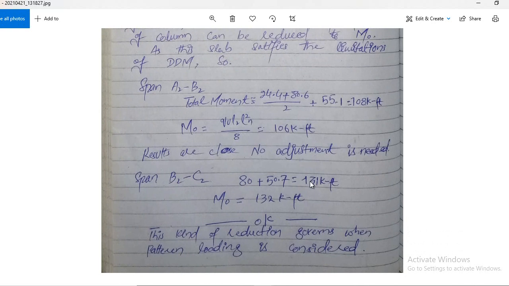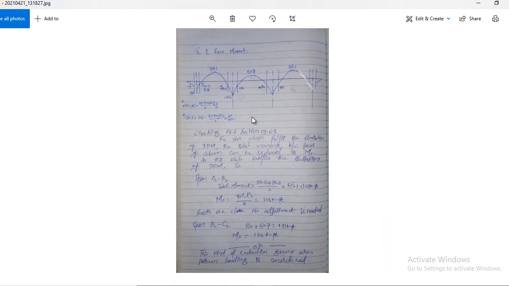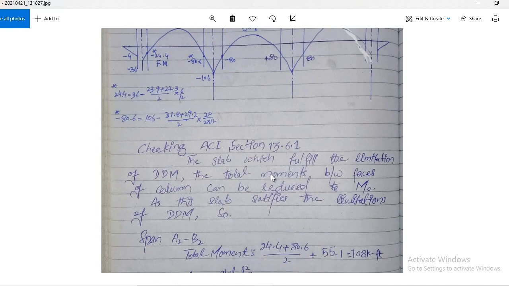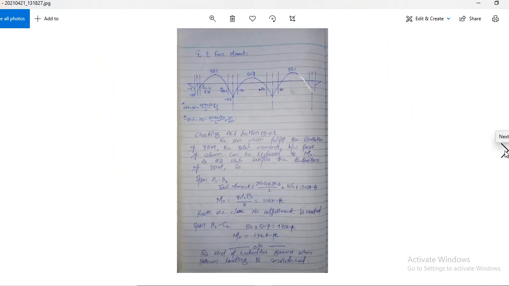If, let's say, this moment is far away from M naught, then we will make an adjustment and we will consider M naught. This kind of reduction governs when pattern loading is considered. This kind of situation may prevail when you are facing a load pattern. Although there is no load pattern here, so this condition is satisfied. Clear? But you have to check this limitation only when you have a slab system which fulfills the requirements or limitations of the DDM method. This is an extra limitation which I shared with you.